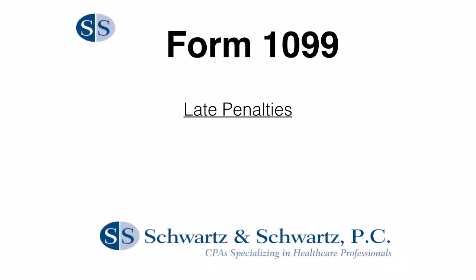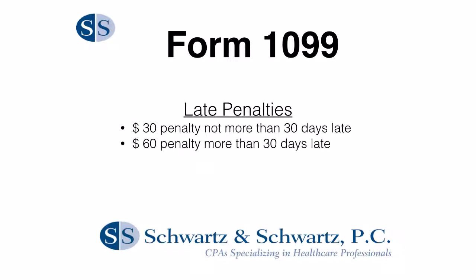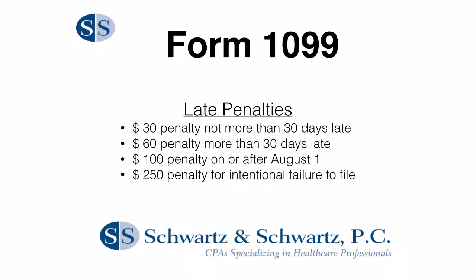Penalties for filing Form 1099 late are as follows. $30 penalty for filing not more than 30 days late. $60 penalty for filing more than 30 days late but before August 1st. $100 penalty for filing on or after August 1st. And a $250 penalty for intentional failure to file. These penalties were increased as part of the Small Business Jobs Act and have not been repealed.